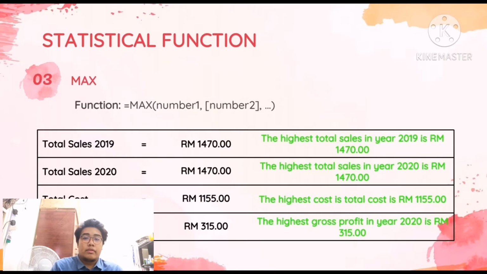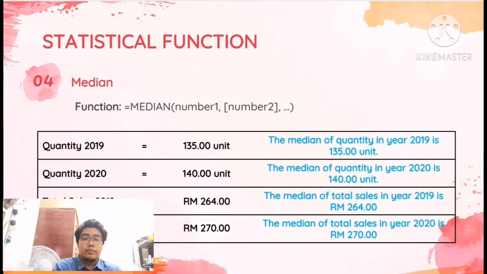Next, we will look at the max function. The max function returns the largest value in a given list of arguments. From a given set of numeric values, it will return the highest value. One example of the max function from the abstract data of our company Excel is the highest total cost, which is RM1,555. The formula that we use is equal max number 1, number 2, and the numbers you want to count.